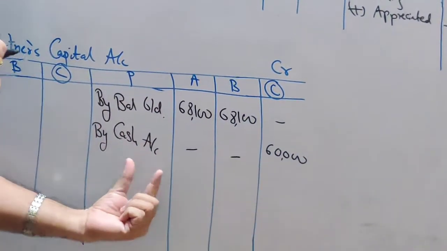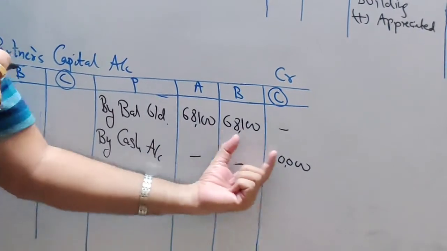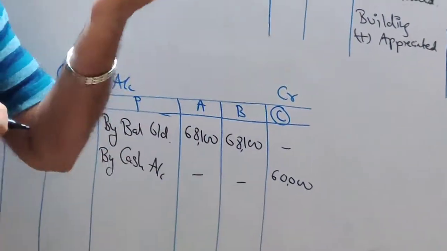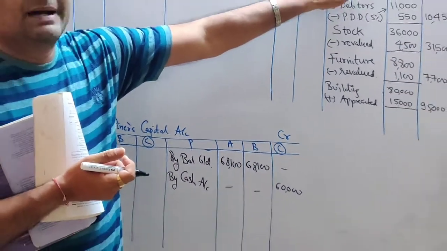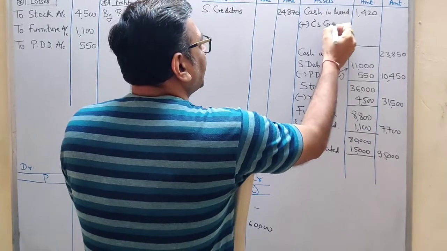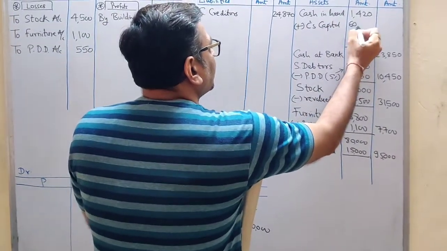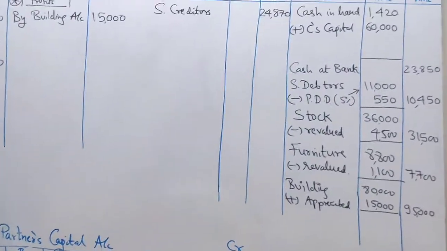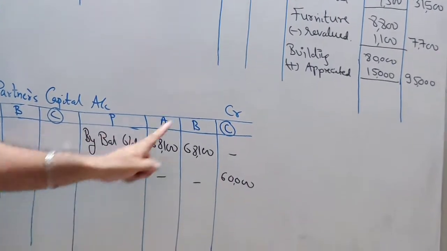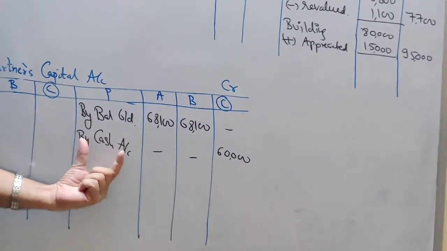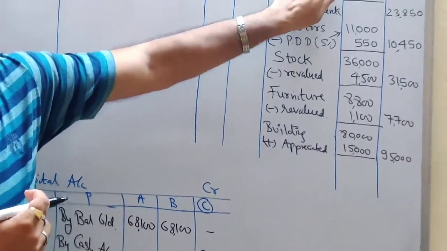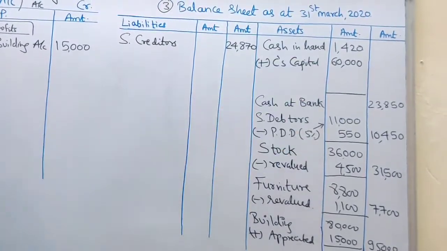Also students, now tell me where the second effect will go. Since the new partner is bringing capital, your cash is increasing. So if your cash is increasing, you will add in the balance sheet, and you will write C's capital, 60,000. So these are the two effects. You will write it in two different places. One in the capital account credit side, CC. You remember this trick, CC, capital credit side by cash account in the column of the new partner. Also your cash balance is increasing, so you add to your cash in hand.